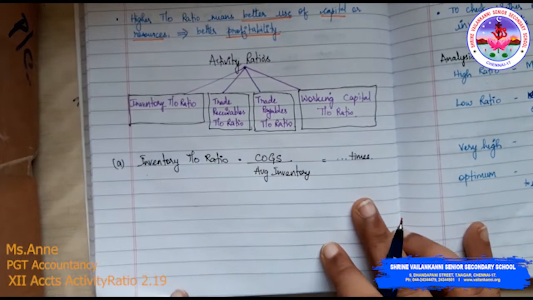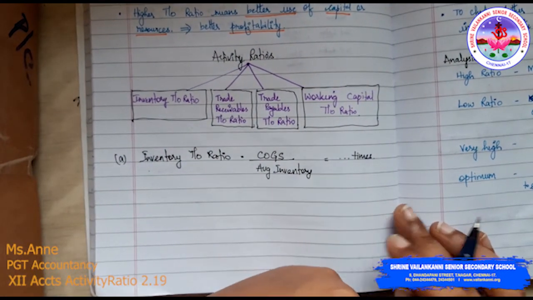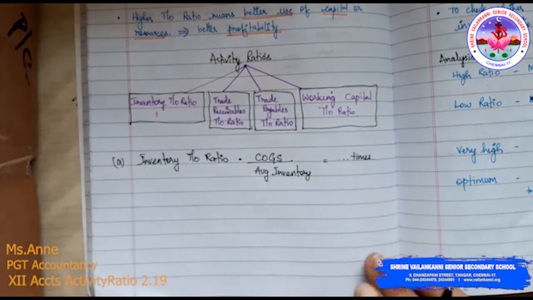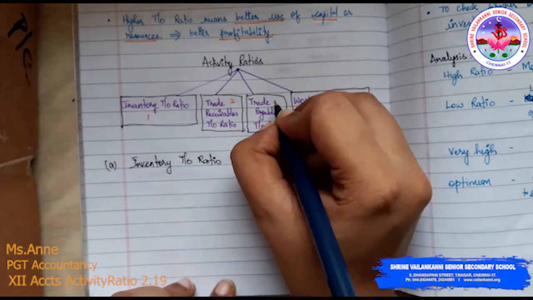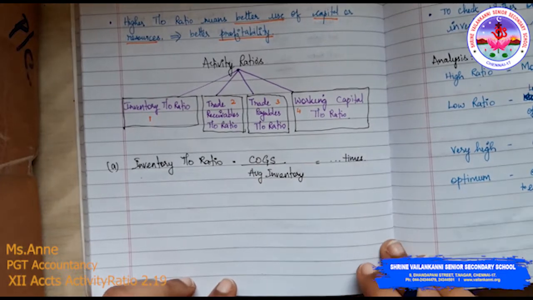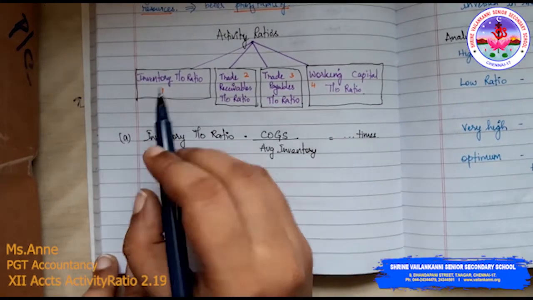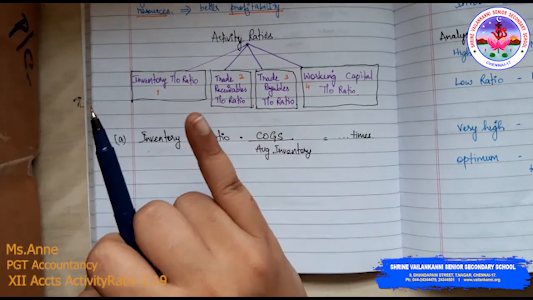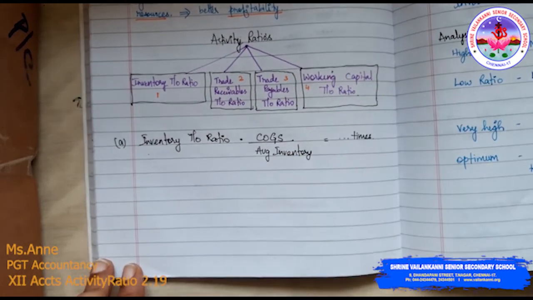Now there are 4 activity ratios that you need to concentrate on at your level. First one is inventory turnover ratio. Second one is trade receivables. Third, trade payables. And fourth is working capital turnover ratio. You need to keep this in mind: inventory turnover ratio, trade receivables, trade payables, working capital turnover ratio.